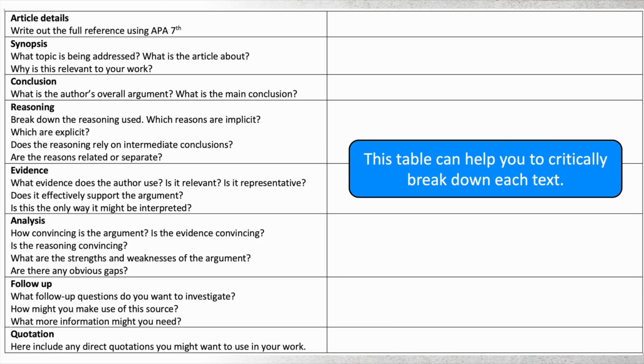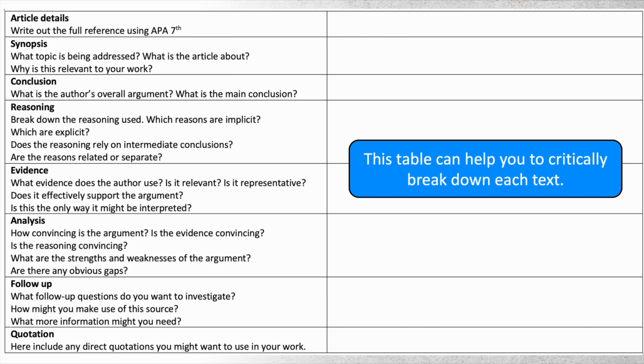This helps you to critically break down each text. So the APA 7th goes at the top, then you add in the topic being addressed, the overall argument of the author, any implicit or explicit reasons they have used to come to that argument, any evidence to back up their argument, the strengths of their argument, the limitations of the information they're presenting, any questions that haven't been answered by the text. You might want to add them here.